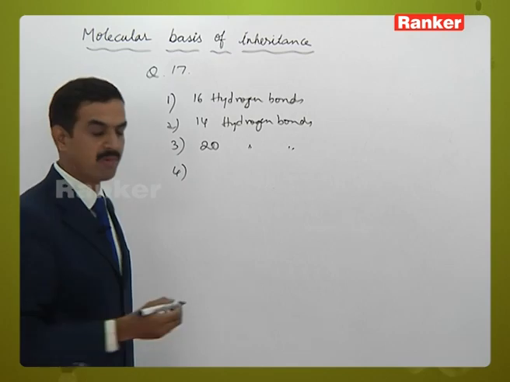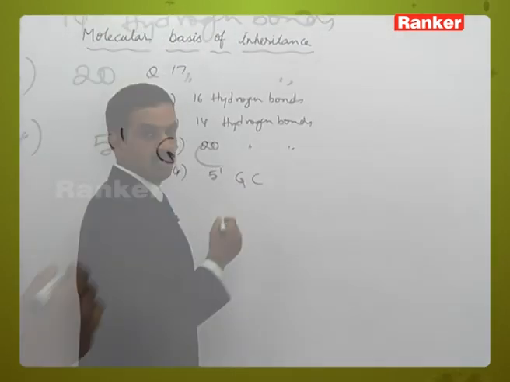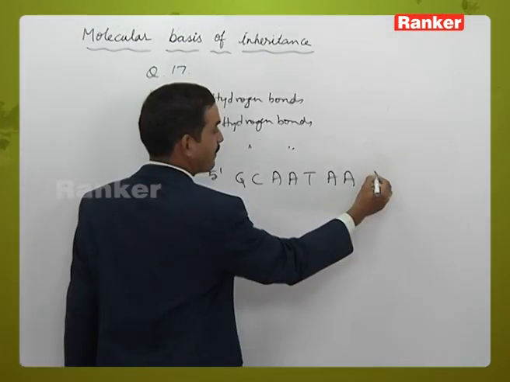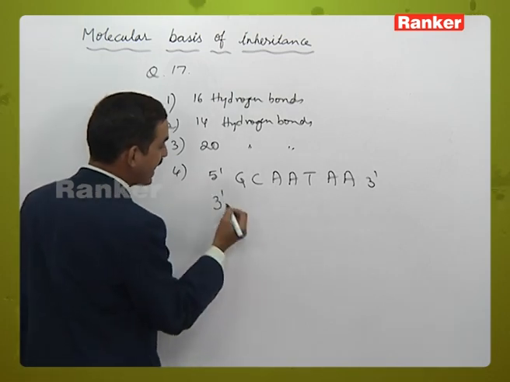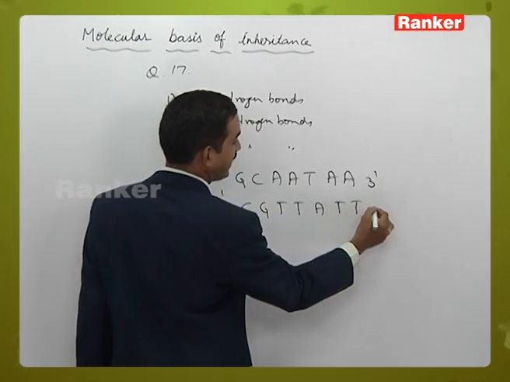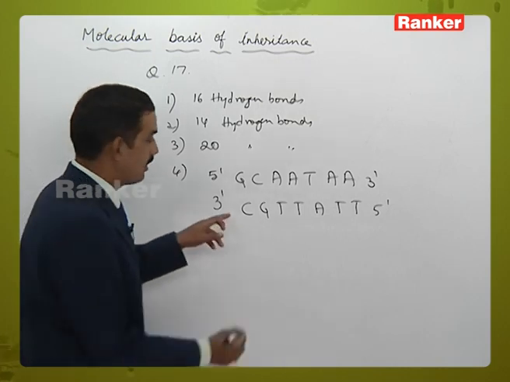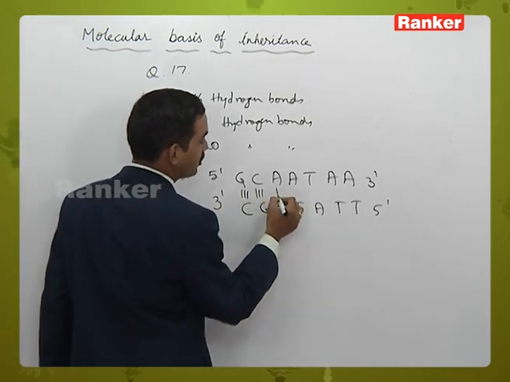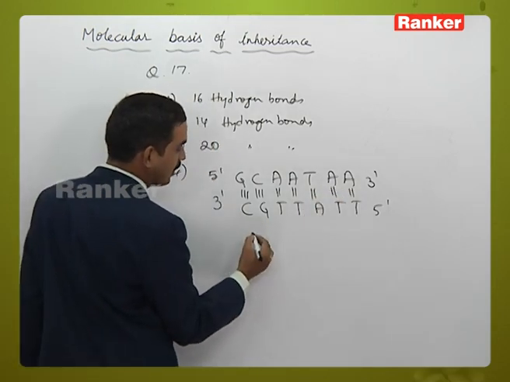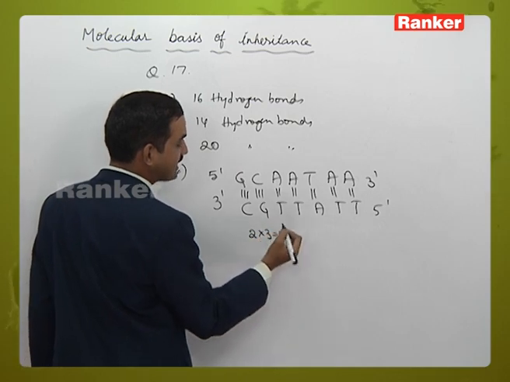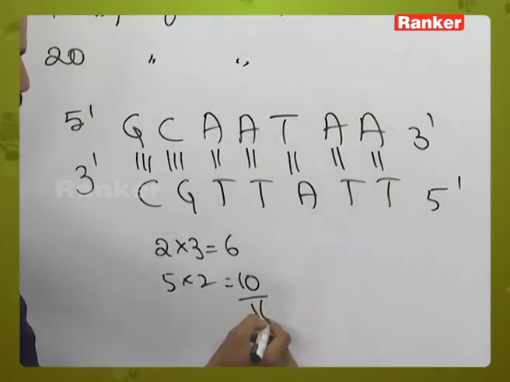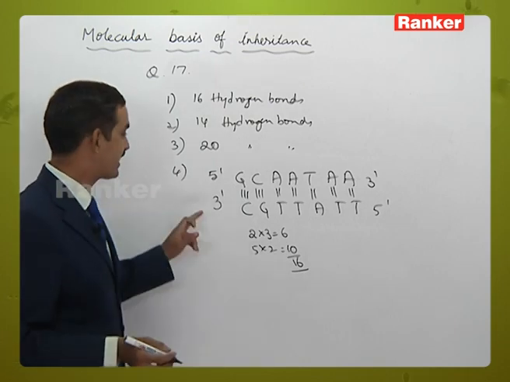And let us come to the fourth one. 5' G, C, A, T, A and A 3'. And here the 3' complementary is C, G, T, A, T and T 5'. So we know there are 3 hydrogen bonds here, 3 hydrogen bonds, then 2, 2, 2, 2 and 2. How many G and C pairs are there? 2 pairs. So 2 into 3, 6 hydrogen bonds, and here AT pairs are 5. So 5 into 2, 10. A total of 16 hydrogen bonds are present in the fourth one.